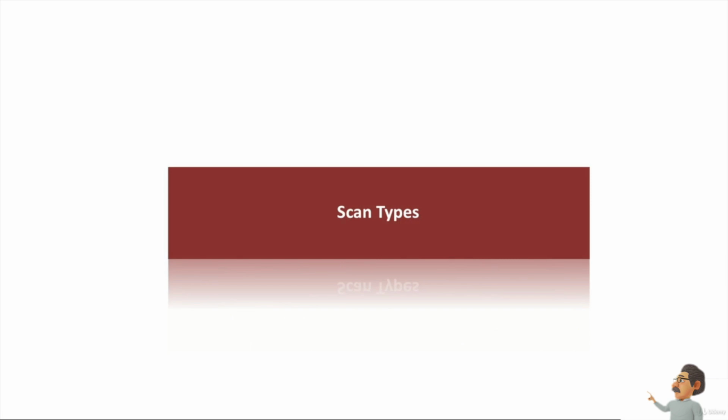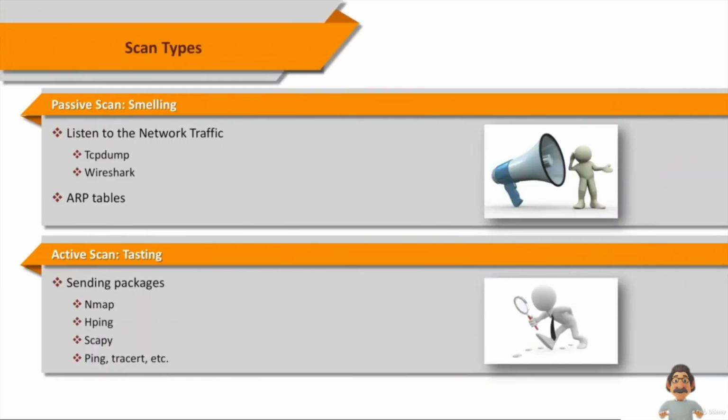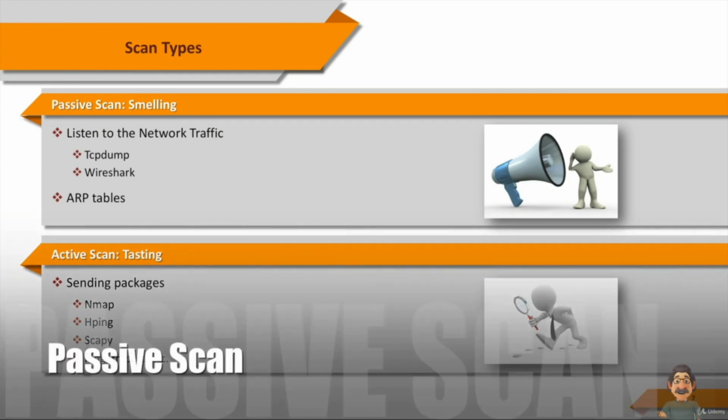You can scan the network to find out the computer systems in a network and discover the network topology. First, let's see the scan types. There are two types of scanning. First type is passive scan.